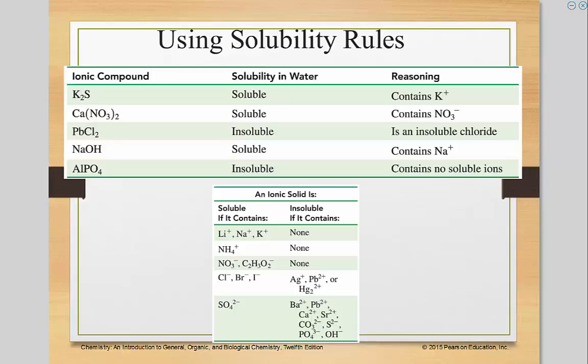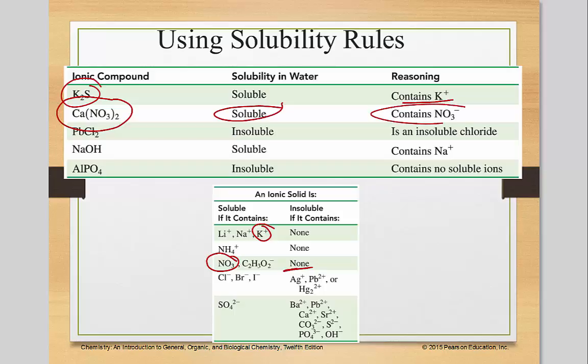So if we look at these individually, K2S, this one is soluble because it contains K. CaNO3, well here's NO3, it's always soluble, and that's the reason why. PbCl2, well here's Cl, it's bonded to the Pb, so that's going to be an insoluble chloride. So you're basically going to look at these compounds and double check it with the list.